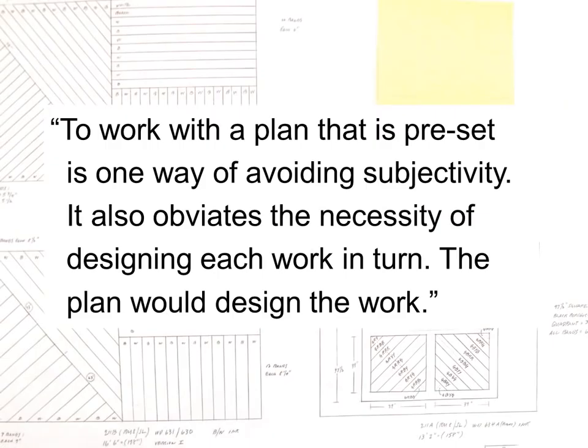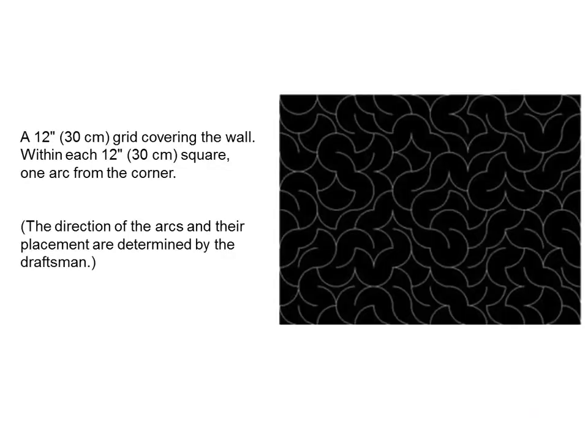He talks about this idea that to work with a plan is a way of avoiding subjectivity. It obviates the necessity of designing each work. The plan would design the work. So he's saying it's a way of removing yourself from the work in a certain way and really getting to the purity of what you're trying to do. So this is one plan for his piece of art. He would tell you, do this color and this configuration, and this is what's going to make the art. But he did not make the art. Someone else enacted that art. He has the plan.